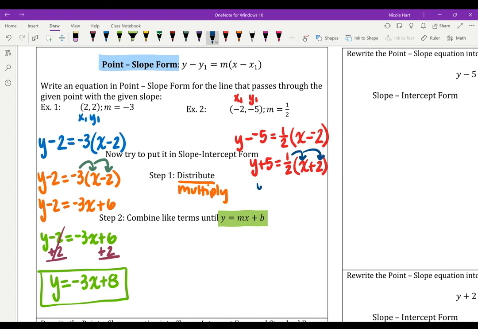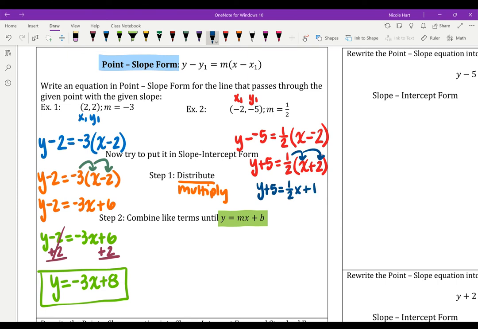When we do that, I get y plus 5 equals 1/2 times x, which is just 1/2 x. 1/2 times 2, again, please use a calculator if you are not 100% sure, especially with those fractions, because multiplying with fractions can be very confusing. So 1/2 times 2 is just going to give me 1.